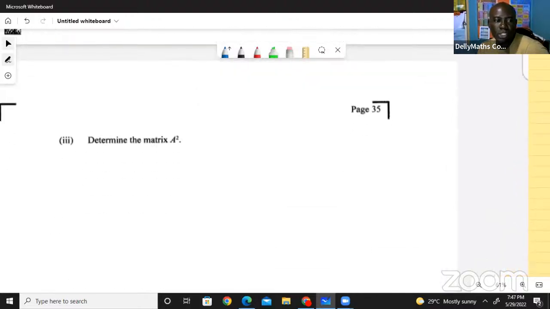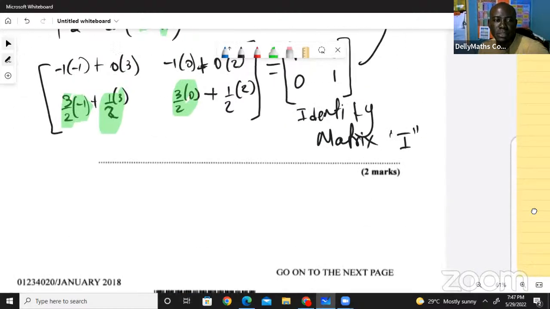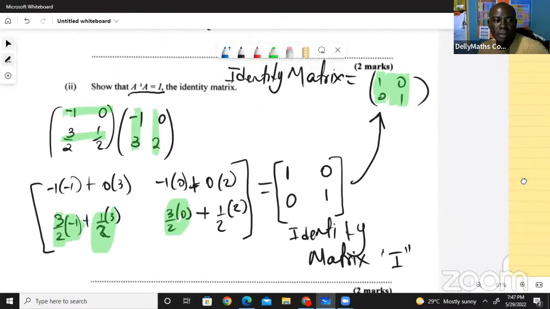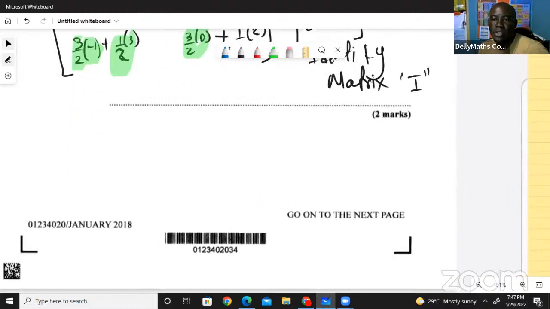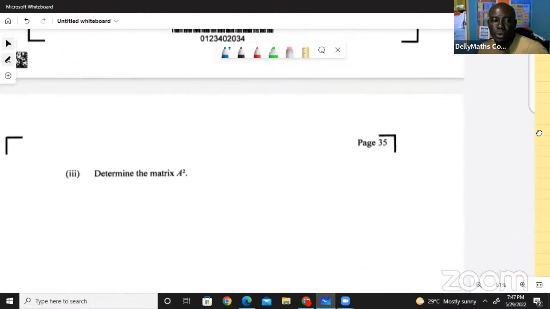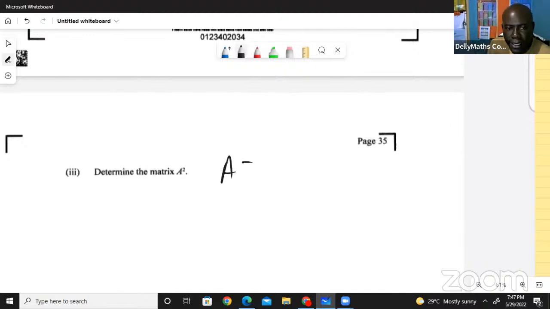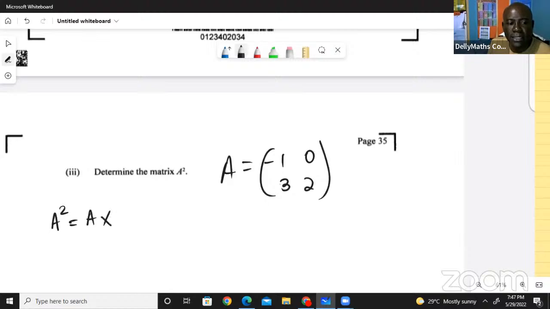All right, so they said do A square. I always like to go back for the matrix. A is -1, 0, 3, 2. If we're asked to do A square, then it means A times A, which means that we're going to have -1, 0, 3, 2 times -1, 0, 3, 2.